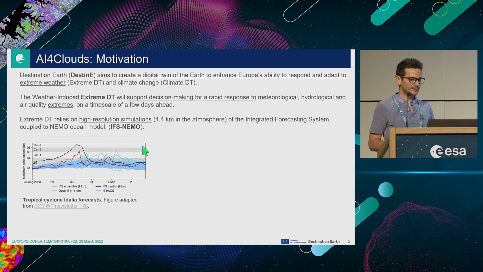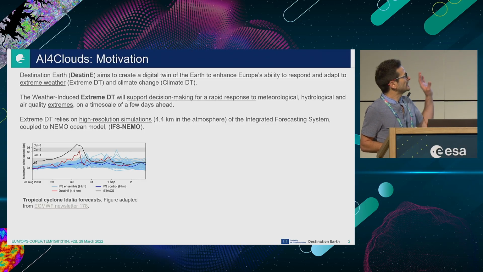And they already showed yesterday that ExtremeDT already outperformed the control or the operational version in a number of diagnostics and metrics. For example, here they show how DestinE is able to better capture the maximum wind speed due to tropical cyclones.